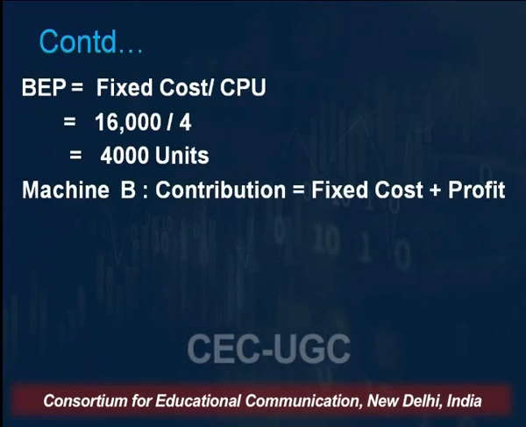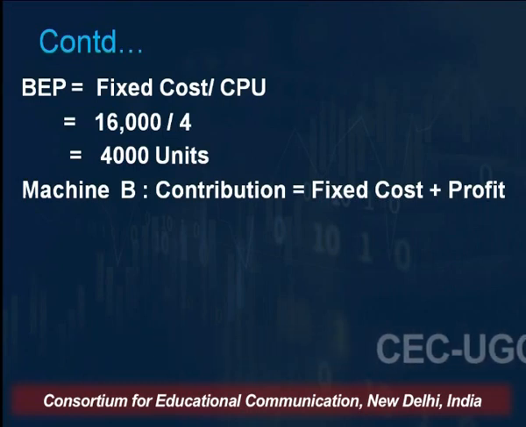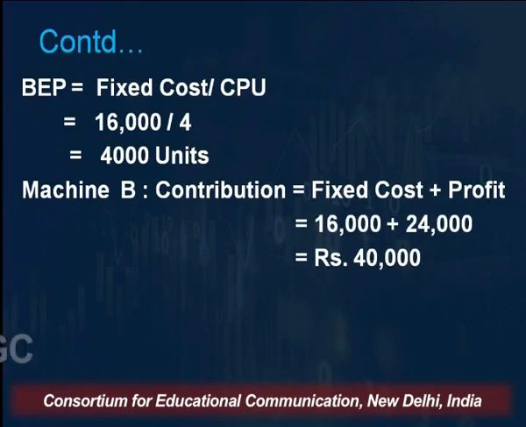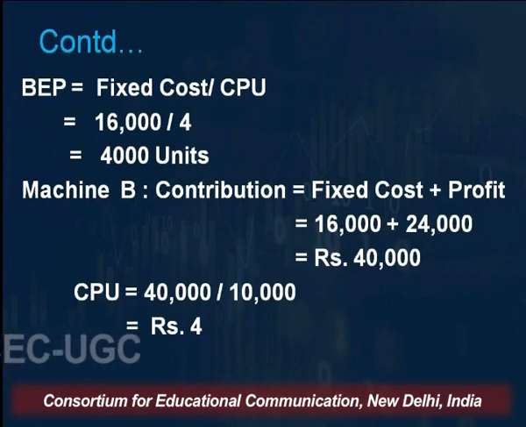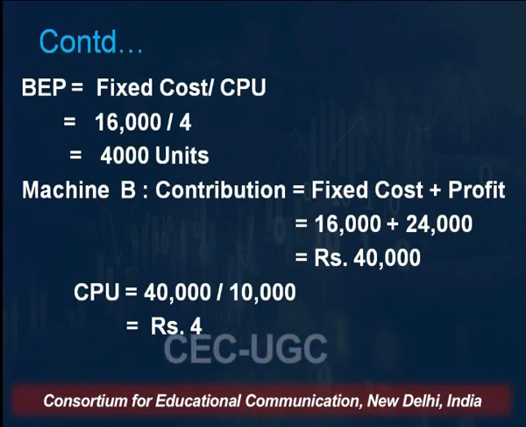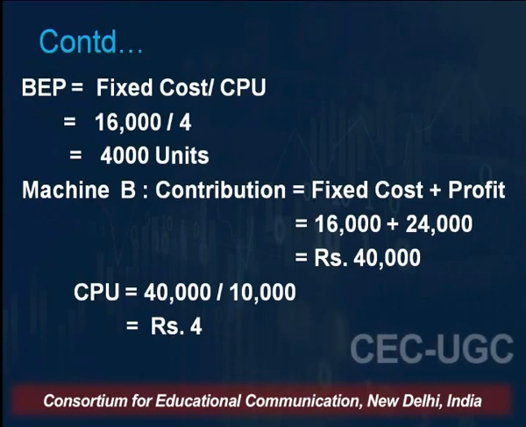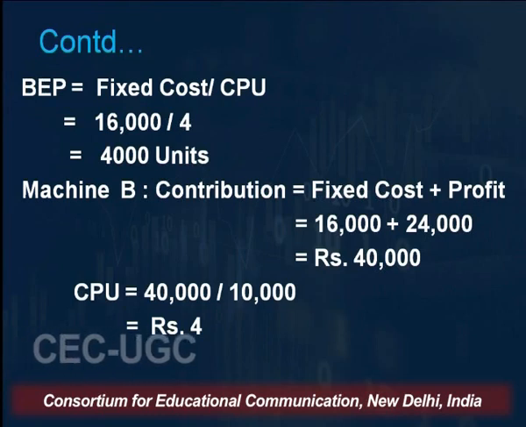Now for machine B contribution, how did we calculate? The same process, fixed cost plus profit. Fixed cost given in the question was 16,000, profit was given to be 24,000, and the total contribution comes to be 40,000. And if I want to know my contribution per unit, I can calculate by dividing it by number of units. 40,000 divided by 10,000, that is rupees 4. Rupees 4 becomes your contribution per unit, right? And the same 4 rupee we are using for computation of break even point. 16,000 divided by 4, that is 4,000 units.